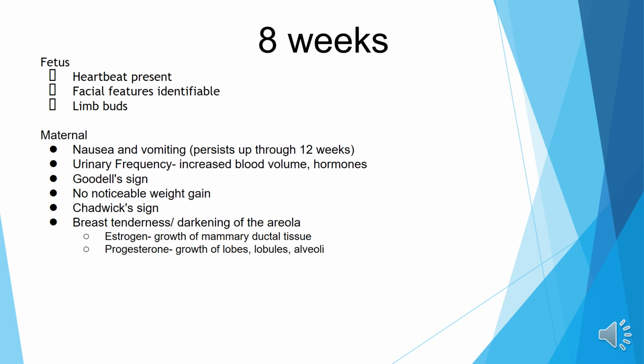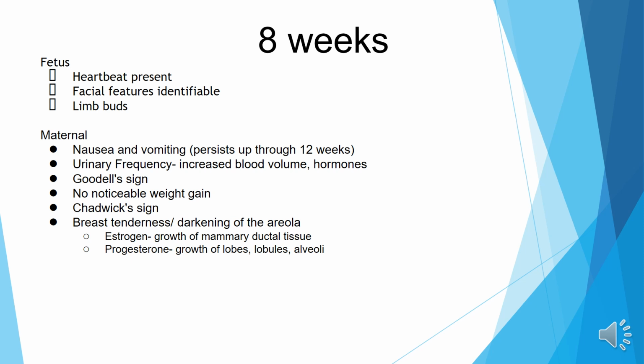So we hit that 8-week mark, and the fetal heart rate should be present. The heartbeat would be present. Typically, it's found as early as 6 weeks. Facial features are identifiable, so you can see it has eyes, a nose, and a mouth. There are limb buds. They're not fully developed limbs, but there are buds there where limbs are going to form.